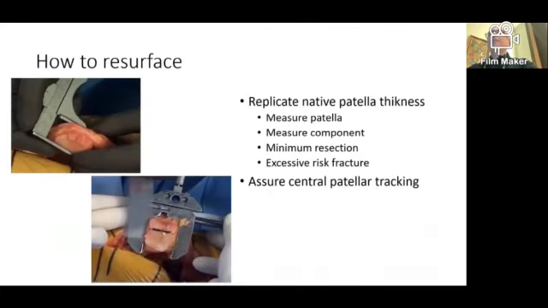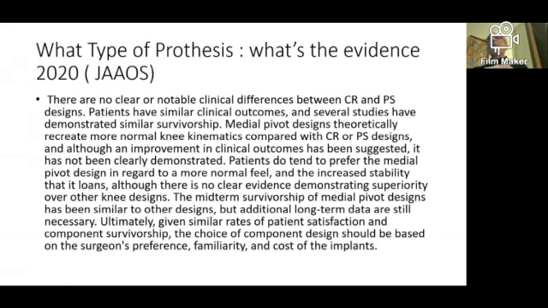On the other hand, if you want to resurface the patella, you have to know how to do it. You have to replicate the native patella: measure the patella, measure the components, and do a minimal resection, because with a lot of resection there is a risk of fracture, and ensure the patella is not truncated. You have to draw down the axis of the patella, with the K-wire here and the white point here, to put the component at the center of the patella and to avoid anterior-posterior or lateral maltracking of the patella. It is very important to put your patella in the right place.